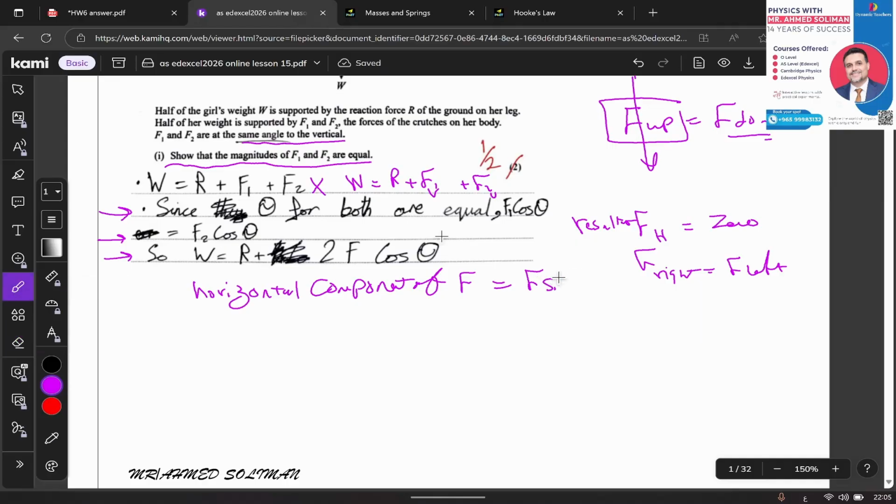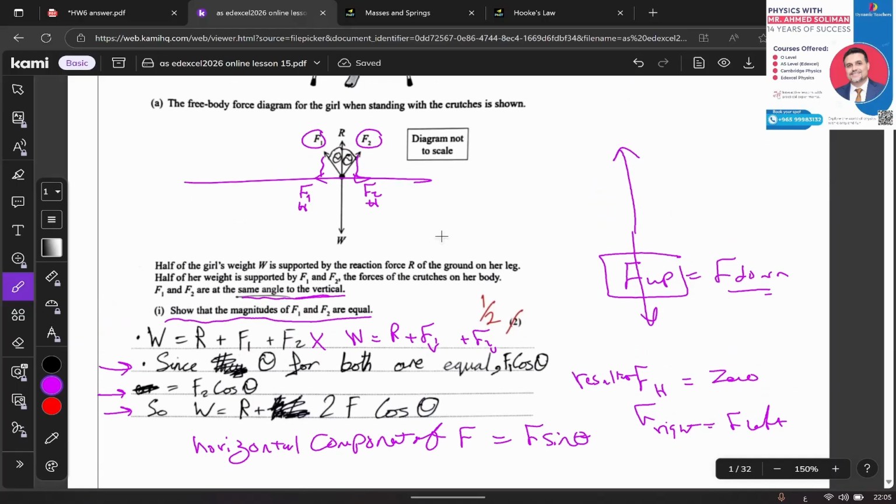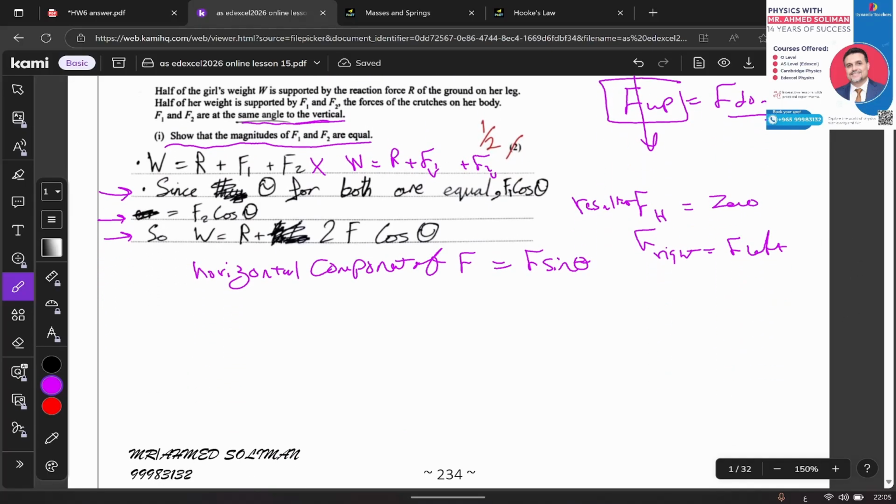Sine. It will be sine theta because the angle in the question is with the vertical. So with the angle to the vertical, the horizontal will take sine theta. After that, we can write F1 sine theta equals F2 sine theta. As theta is the same, F1 equals F2. This is the correct answer. Do you understand, Mirola? Yes.